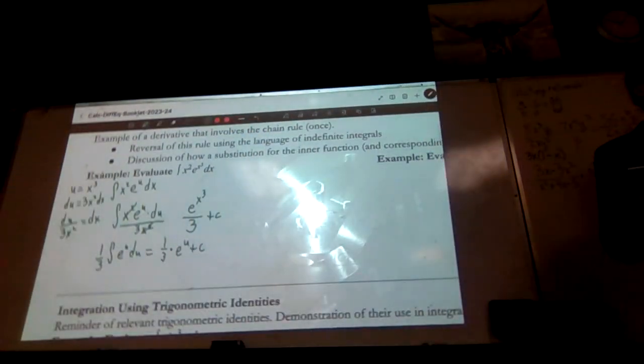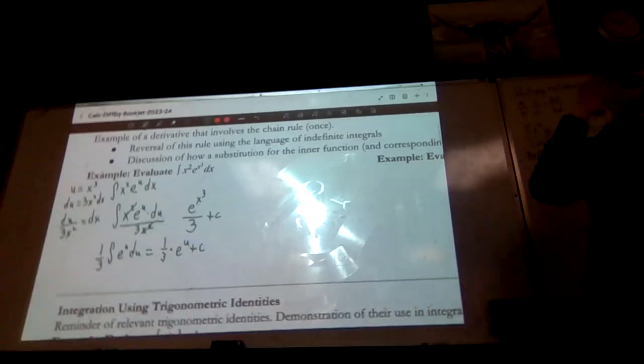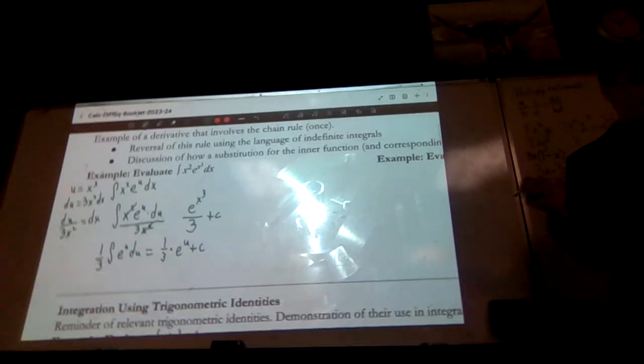And how do you know if this is correct or not? How do you know you didn't make a mistake? Well, what can you do really fast? Take the derivative to check.